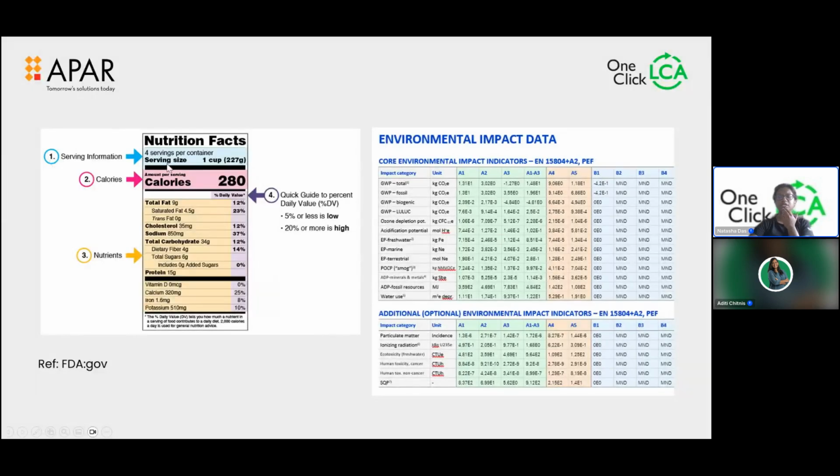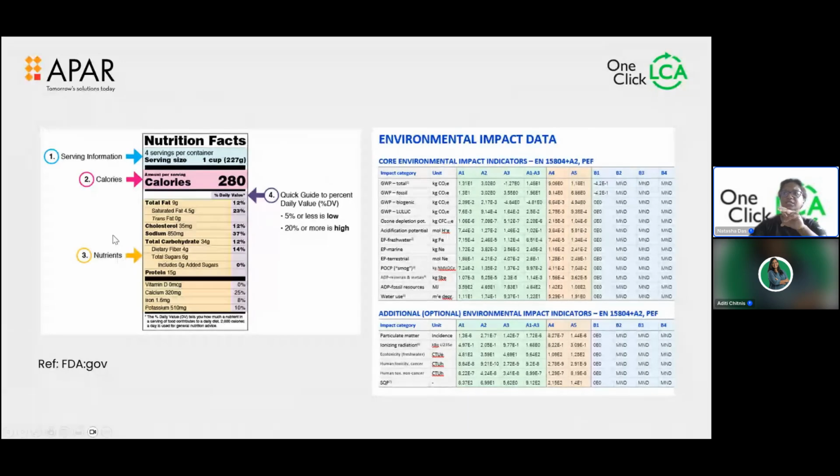First of all, in a nutritional label, typically what you would see is serving size. Serving size is 1 cup, for example, in a food product. In an environmental impact, it's called the declared unit. So you are declaring that 1 kg of something has this much impact on the environment. And calories here is A1 to A3, that is only GWP.